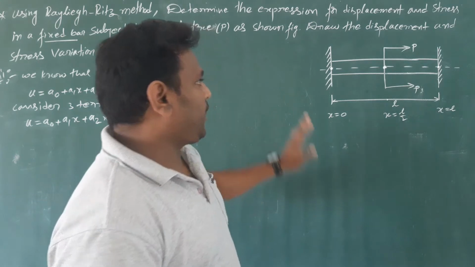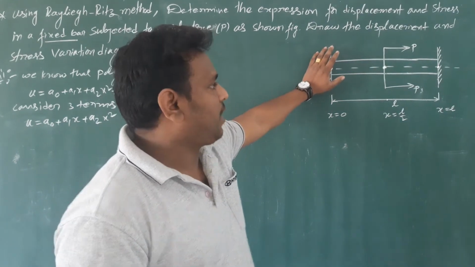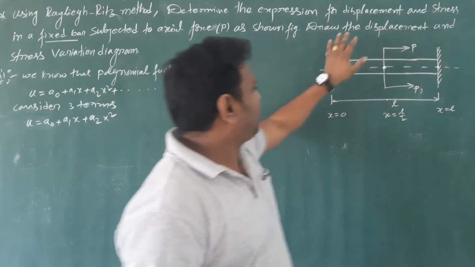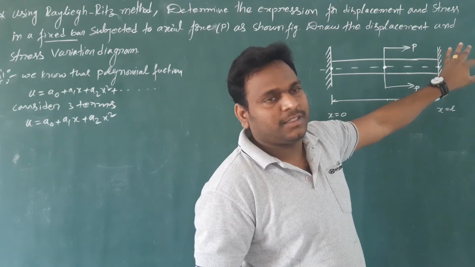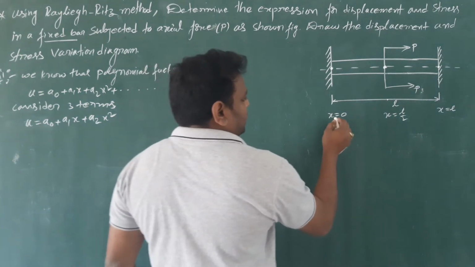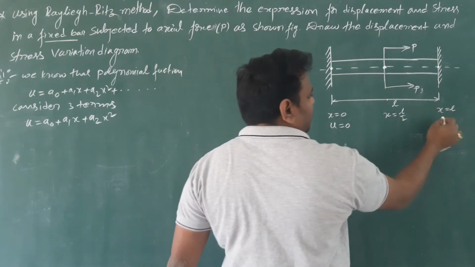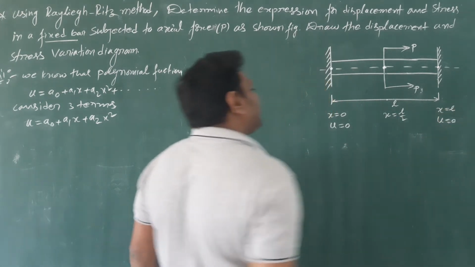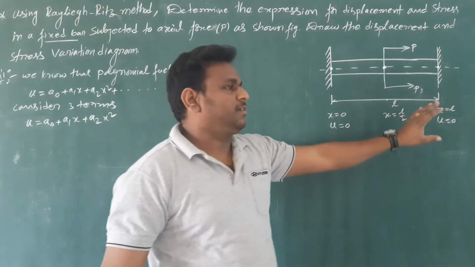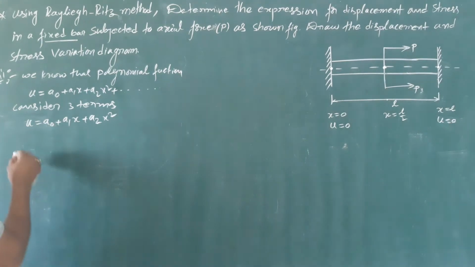Now take the boundary conditions. We know that here fixed and here also fixed. Here there is no displacement and here also there is no displacement. That's why when x is equal to 0, u is also 0, and if x is equal to L, u is also 0. Take these two boundary conditions and substitute here.